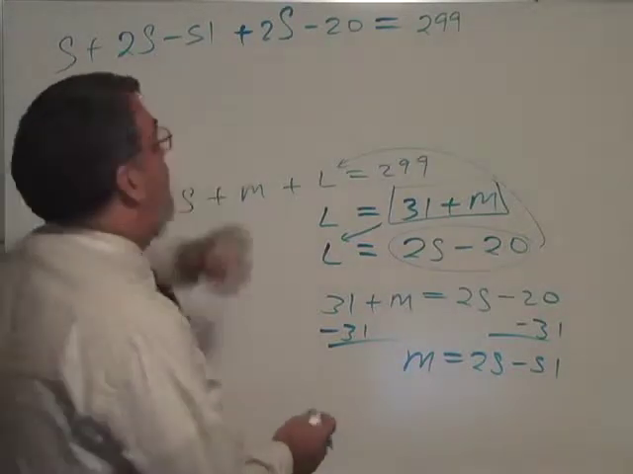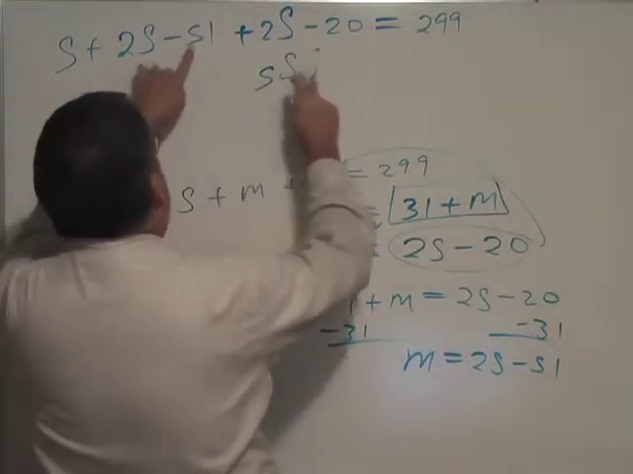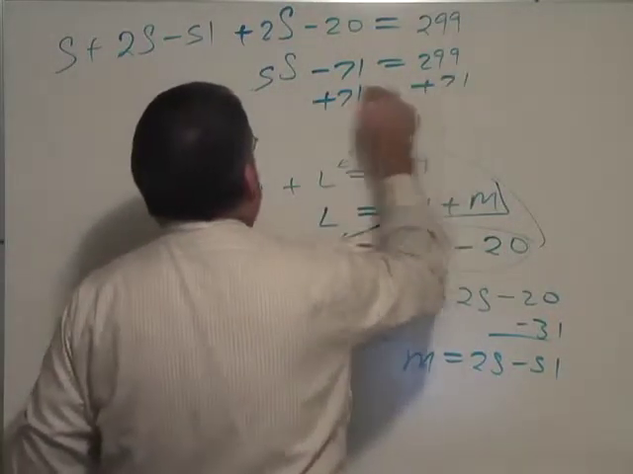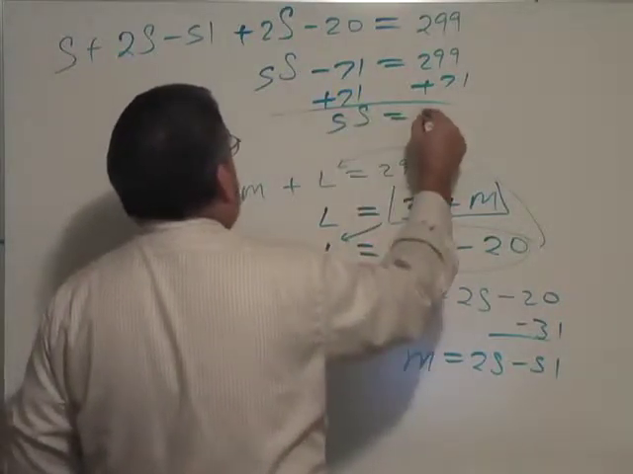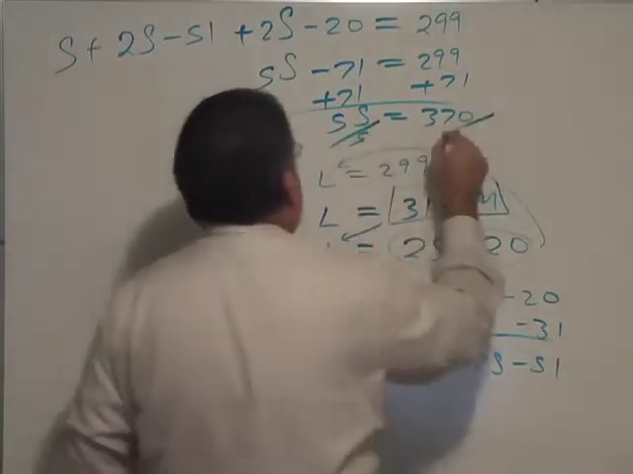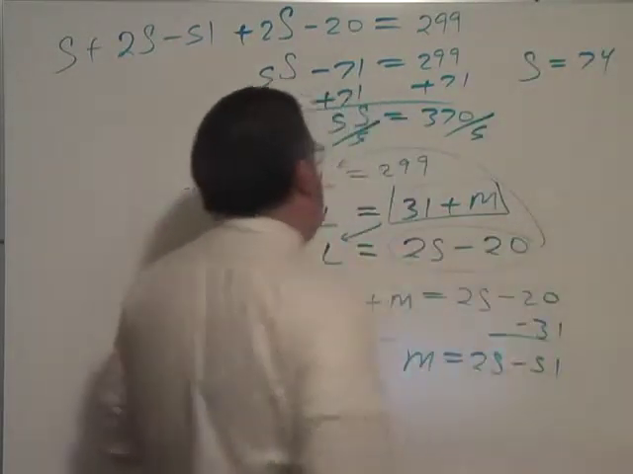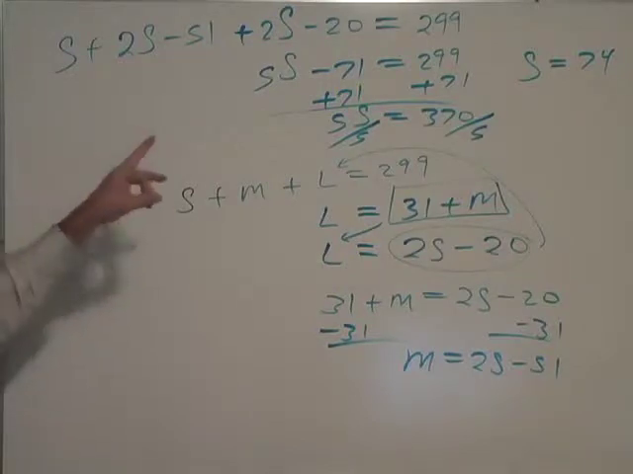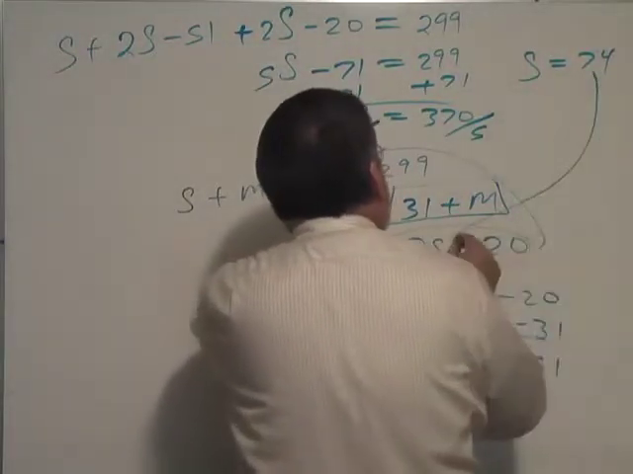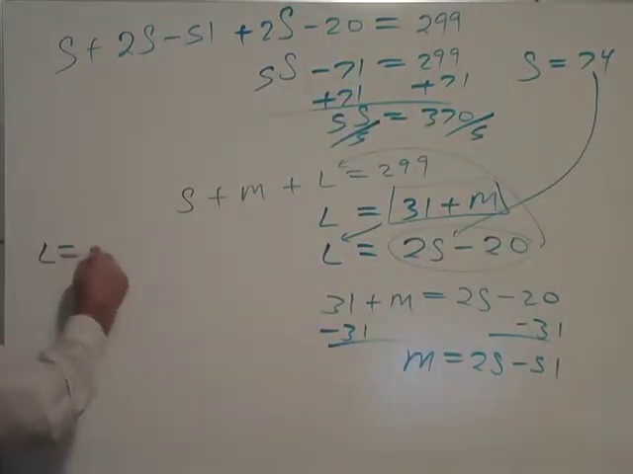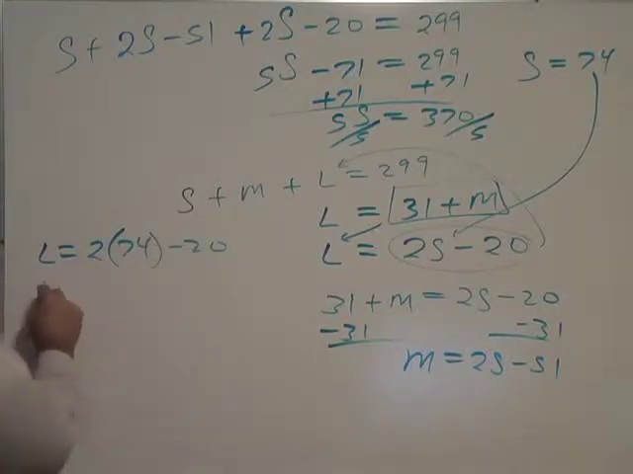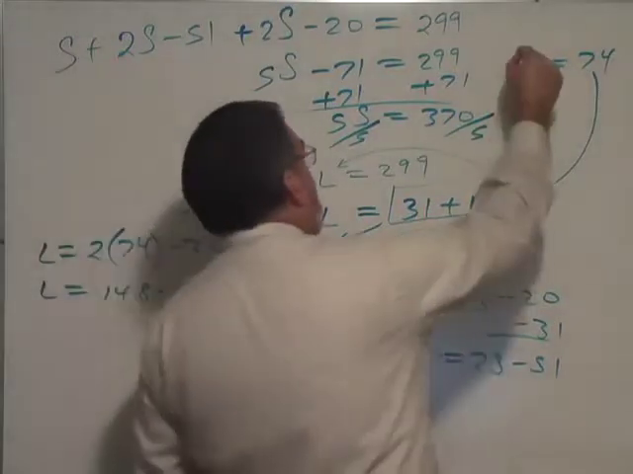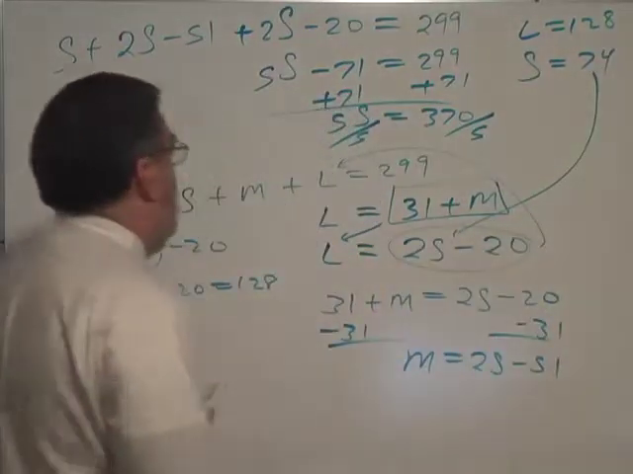S plus 2s plus 2s is 5s. And then minus 51 minus 20 is minus 71 equals 299. Now, if I add 71 to both sides, 5s equals 370. Divided by 5, s equals 74. So we have our first number. The smallest number is 74. And I can get the largest number by plugging that in. So L is 2 times 74 minus 20. That would be 148 minus 20, which is 128. So L is 128.